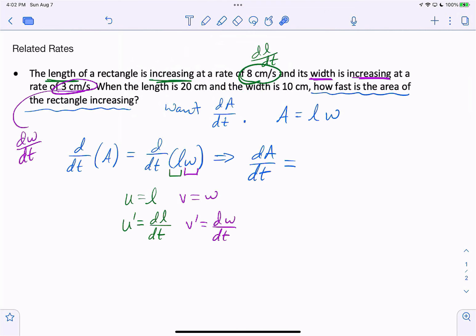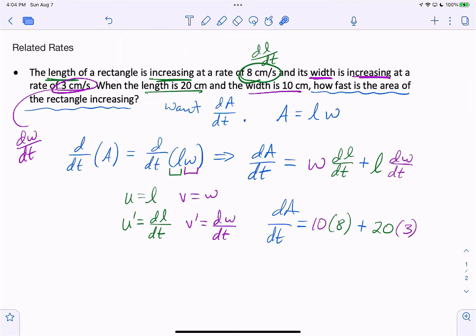Now, using the product rule, I have u prime v plus u v prime for the derivative. So our derivative is W dL/dt plus L dW/dt. Now you'll notice we have numbers to put in place of dL/dt and dW/dt. We also have numbers to put in place of L, which is 20, and W, which is 10. Substituting those numbers gives me that dA/dt is equal to 10 times 8 plus 20 times 3, or dA/dt is equal to 140.